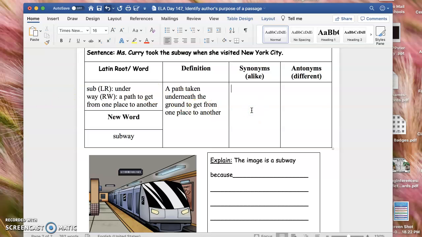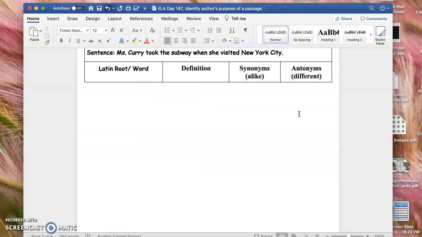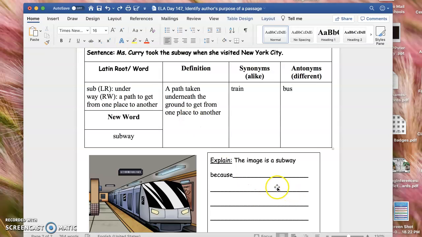So when you think of a subway, a synonym, of course, would be train, right? Or an antonym, of course, would be bus or car, right? Okay, cool.